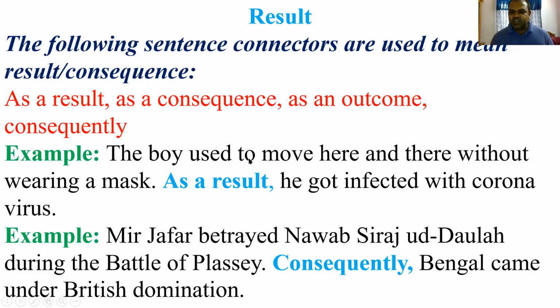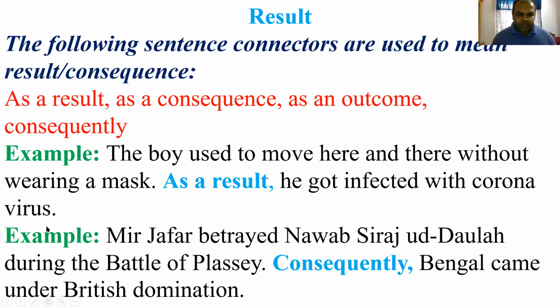And what was the result of his moving here and there aimlessly? And what was the result of his not wearing a mask? The result was that coronavirus attacked him, or he contracted coronavirus. So the result was that he was attacked with coronavirus. For this reason, we have used the sentence connector as a result to mean a consequence or an outcome or a result.